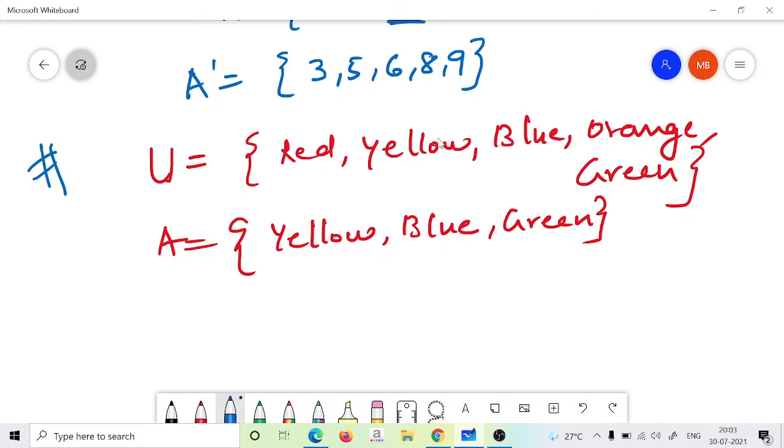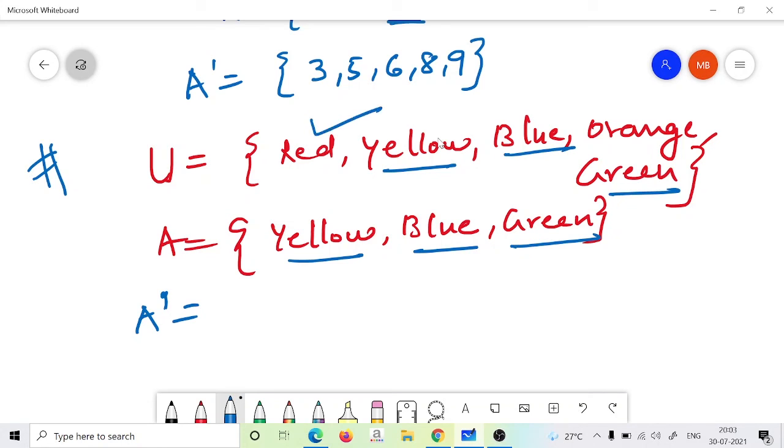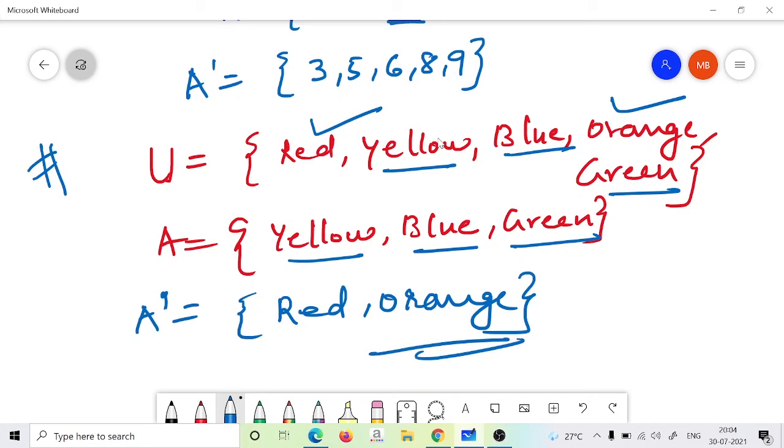So what will be A complement? We know A complement is a set of elements which do not belong to A but belong to U. So we have to eliminate yellow, blue as well as green. So what are the options left? Red and orange. So A complement is red and orange. Okay, this is our answer.